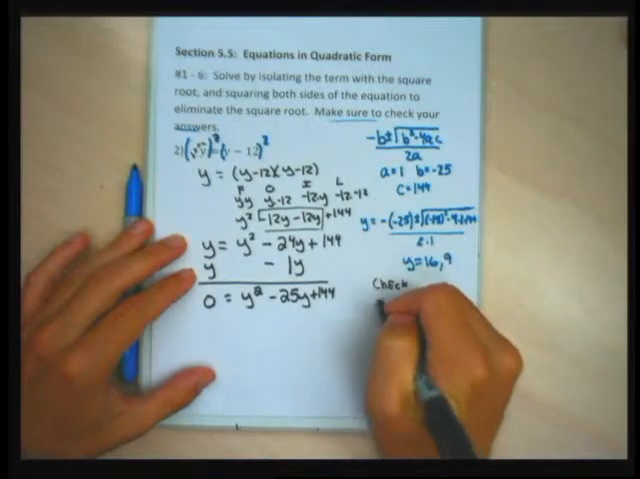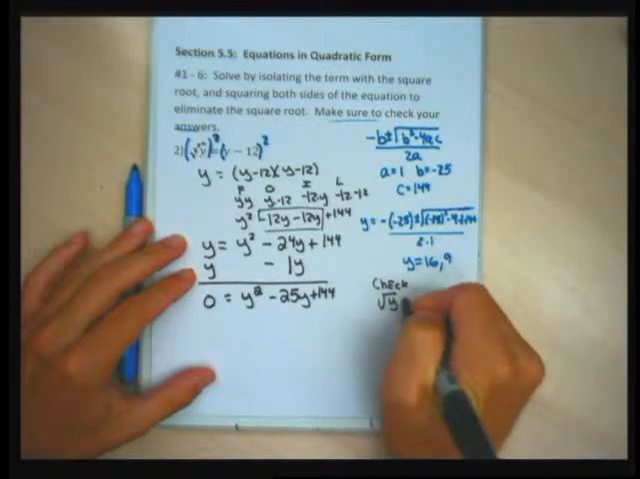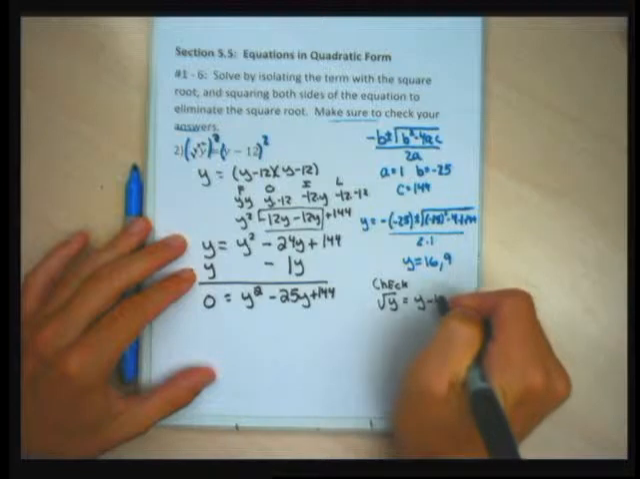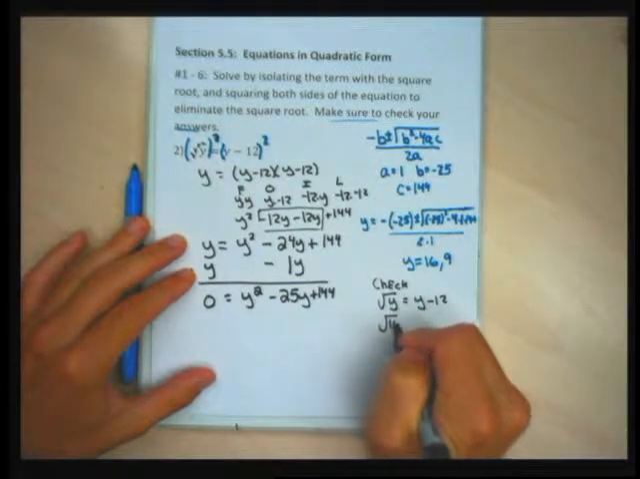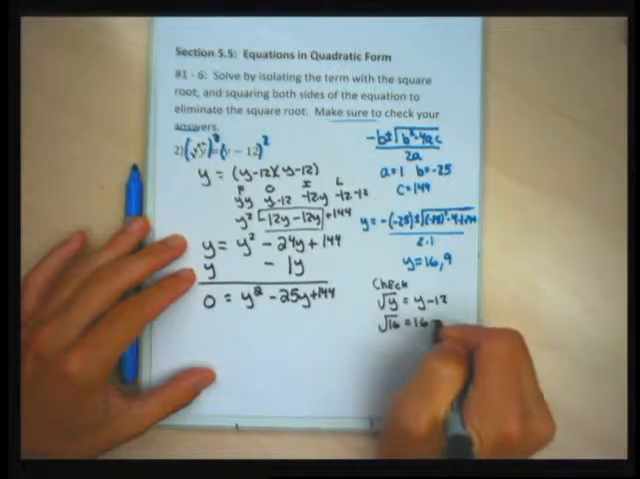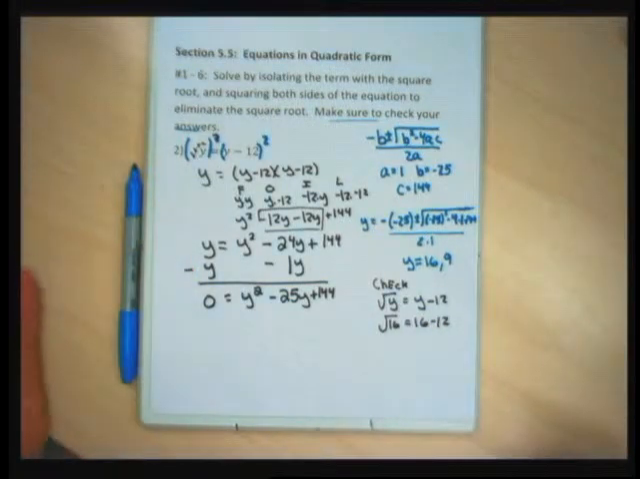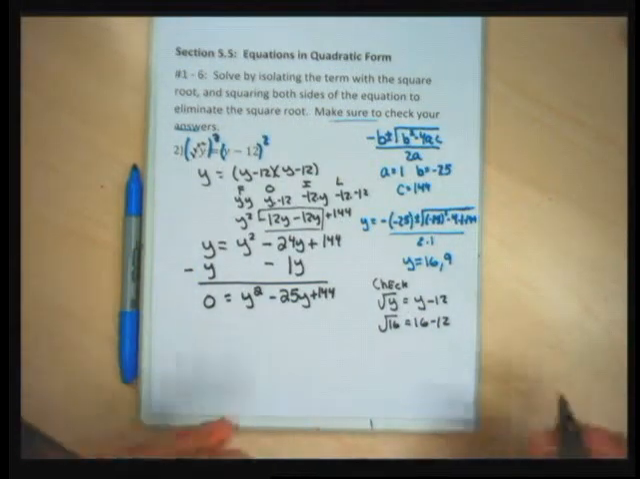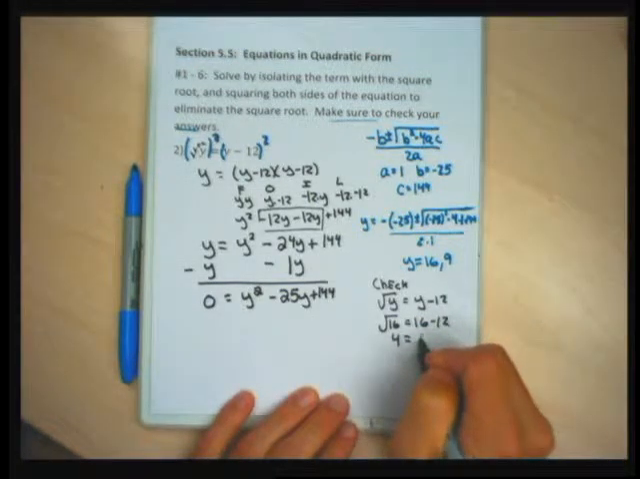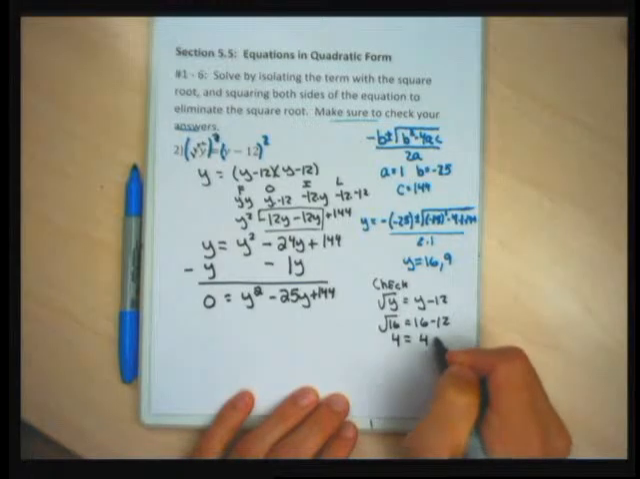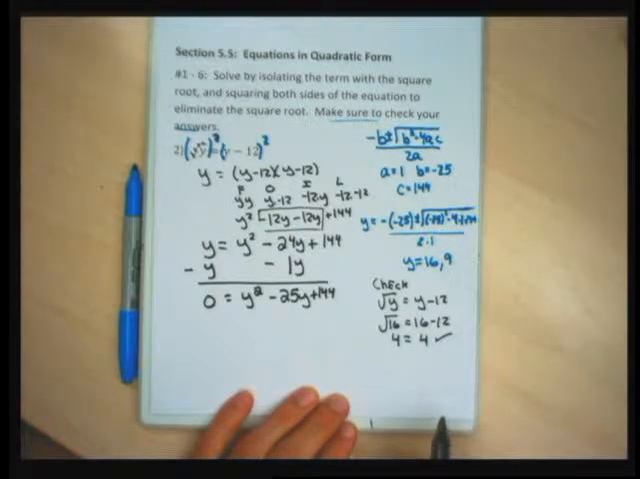The original problem said the square root of y equals y minus 12. To check 16, I'd go the square root of 16 equals 16 minus 12. This is something I can do without a calculator, but if you need to use your calculator to simplify, you can. Square root of 16 is 4. 16 minus 12 is 4. So 16 is a solution.